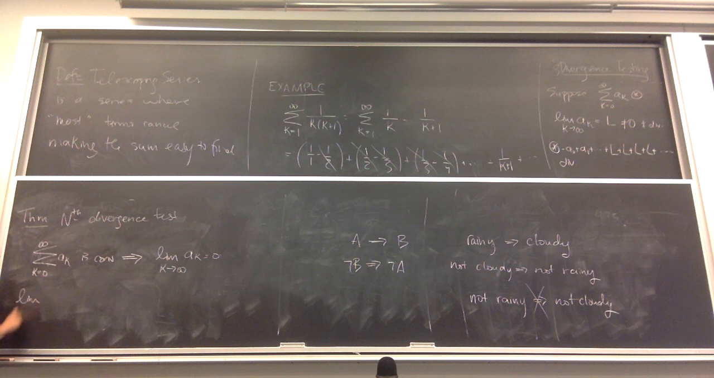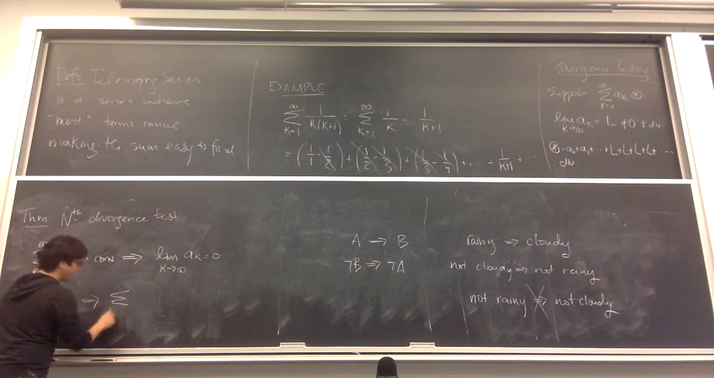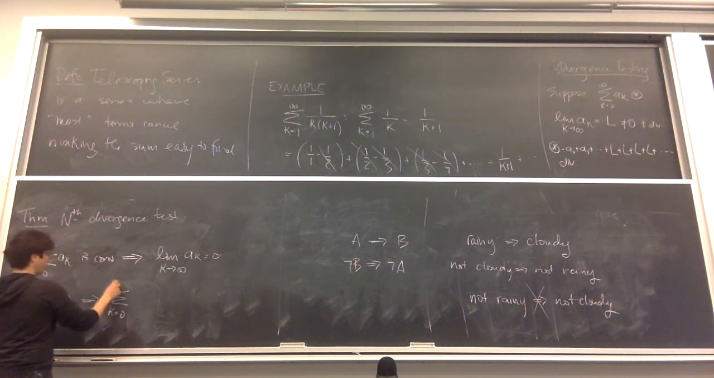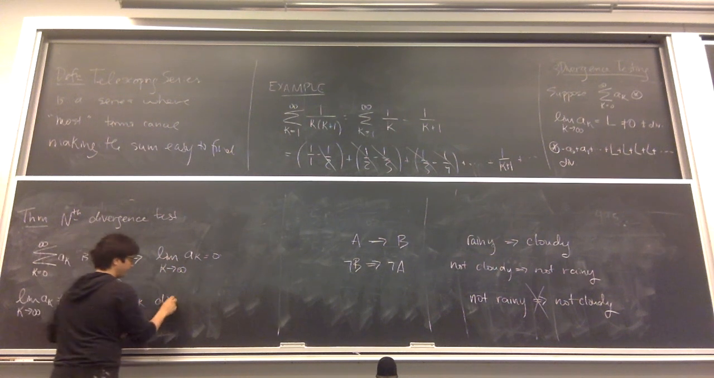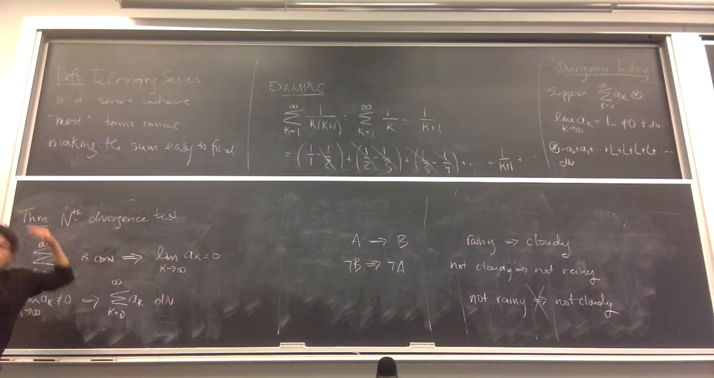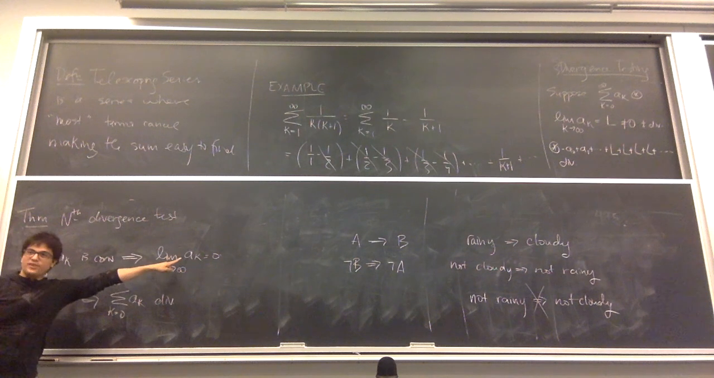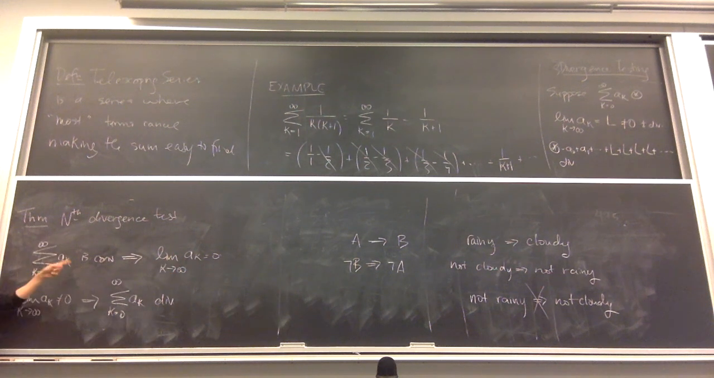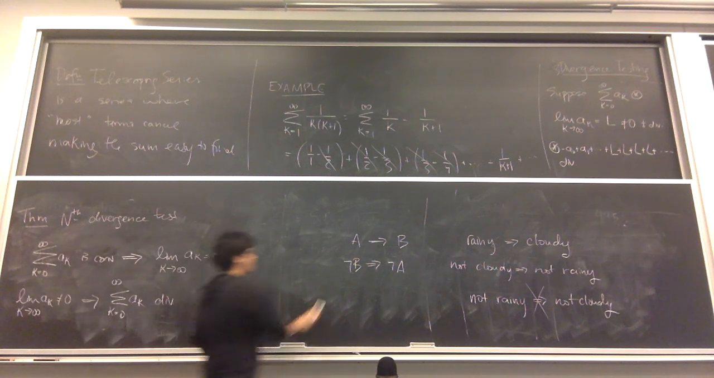The limit as k goes to infinity of a_k isn't 0 implies this sum diverges. What don't we have? We don't have that if the sequence goes to 0, then this is convergent. We don't have that. Right? So don't make that assumption. It's not true. Right?